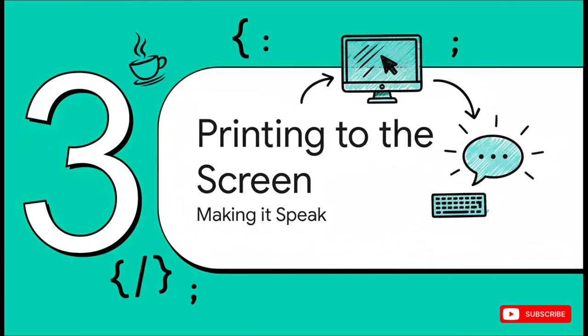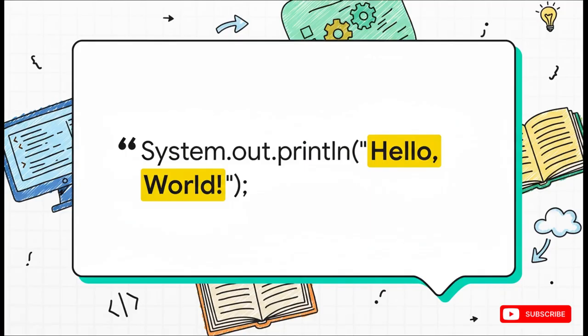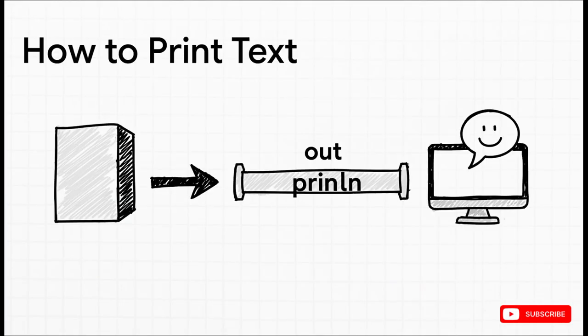All right, we've got the structure and we've got the starting point. Now for the really exciting part, the line of code that actually makes something happen. This is it. This is the command. This is what it's all about. This one little instruction is what takes the text inside those quotation marks and tells the computer to display it right on your screen. So let's break this one down too.